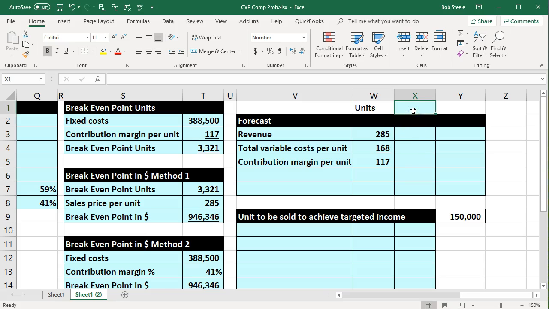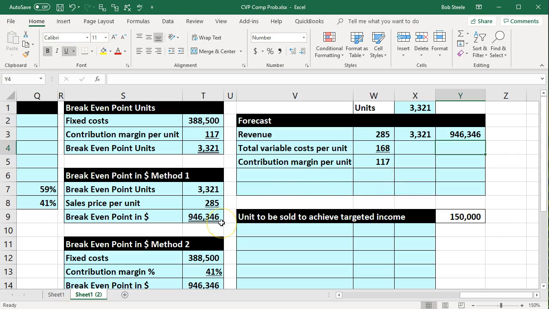Now, what we want to be able to do here is say, well, what happens if we sell different levels of units, different numbers of units? What will happen to our bottom line number? Let's start with the break-even point, which we've calculated, and that'll allow us to test the break-even point in units, as well as see the test for the break-even point in terms of the dollar amount. So we'll say, okay, what would happen if we had the break-even point at 3,321 units? All right, then the revenue is going to be equal to, I'm just going to pull over these same units, that same 3,321 units that we sell. Therefore, the amount per unit times this 3,321 is going to give us our revenue, 946,346. That's our sales amount.